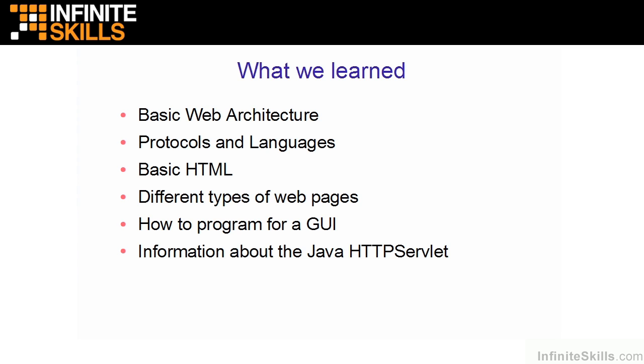So that wraps up everything that we've needed to talk about in our web architecture overview. We took a little time to look at the basic web architecture and some of the protocols and languages used, and we spent a little bit of time reviewing some HTML so that we have that as a base going forward. We looked at a few different types of web pages so we kind of understand where we've come from and where we're going to and the web pages that we'll see. We discussed programming for a GUI versus programming procedurally, and we took our first look at the Java HTTP servlet.